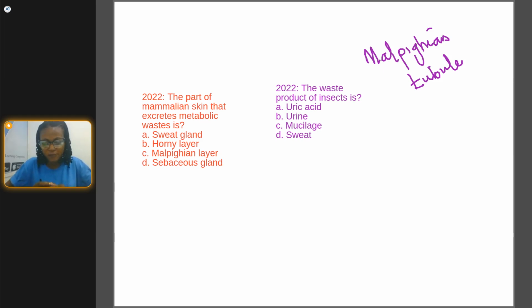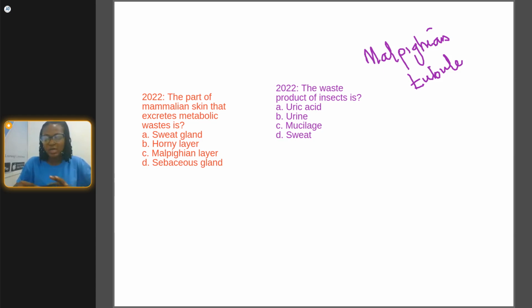Don't forget that when we are talking about excretory products of man, we are talking of the lungs, the skin, and the kidney. All the excretory products that come out from the skin, from the kidney, from the lungs, all together are the excretory products of man. So looking at this question, which of the following is not an excretory product of man?